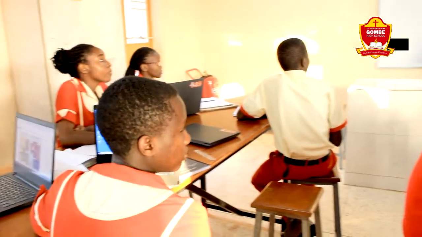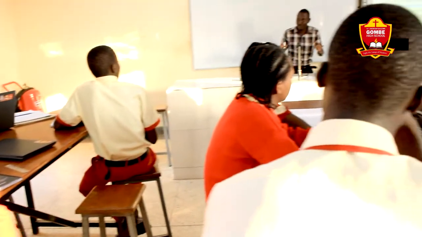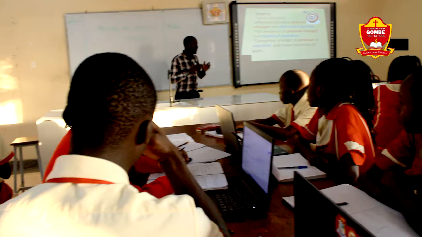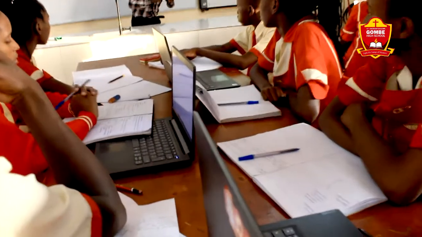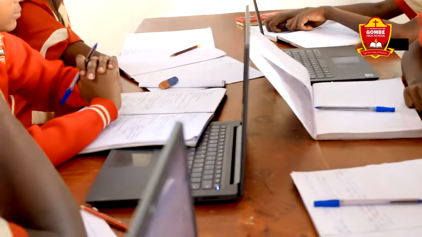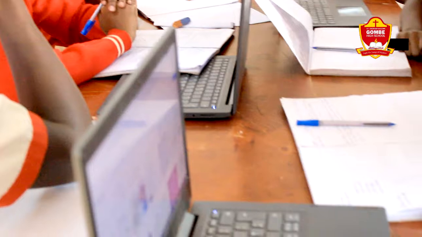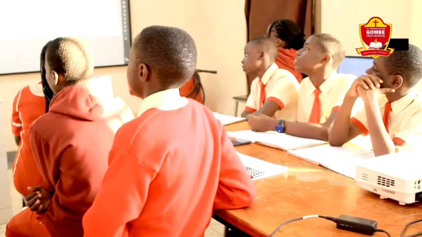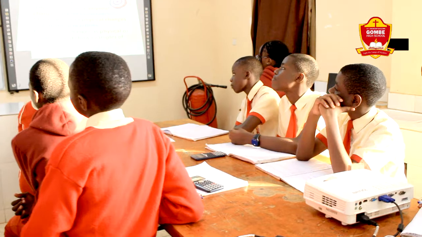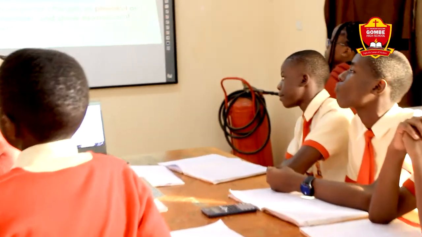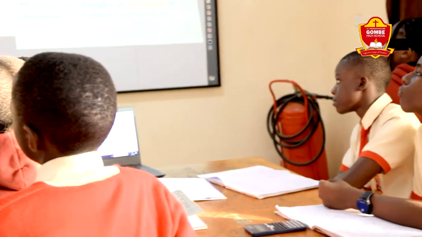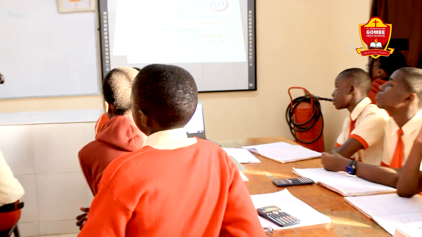So by the end of this lesson, every single one of you should first of all know the definition of a physical change and a chemical change, but also be able to give examples of a physical change and a chemical change, and also categorize those particular examples as physical or chemical changes.